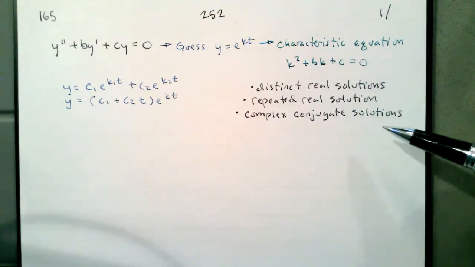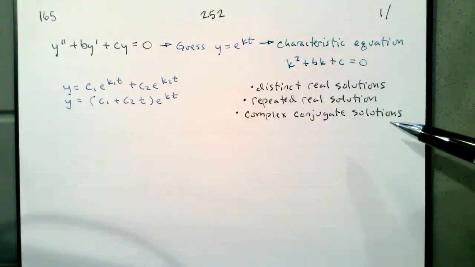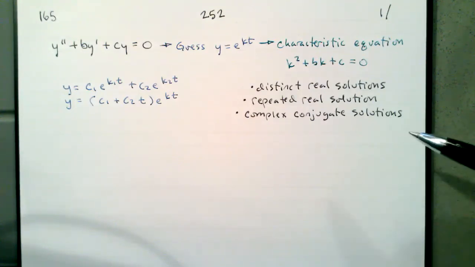The other is complex conjugate solutions. Now we started off with just pure imaginary. We looked at y double prime plus 9y equals 0. And we said we're looking for a function whose second derivative is a like term with the original function. And that made us think of trig functions, sine and cosine.